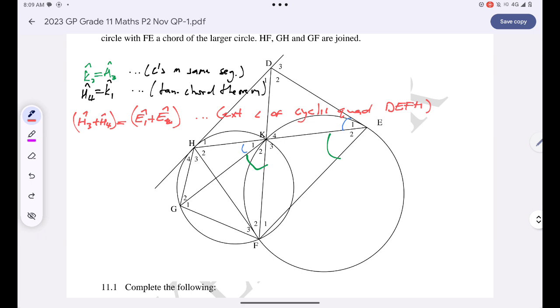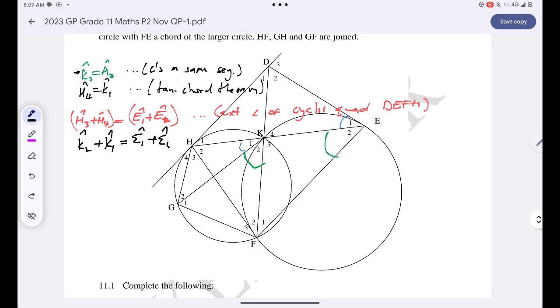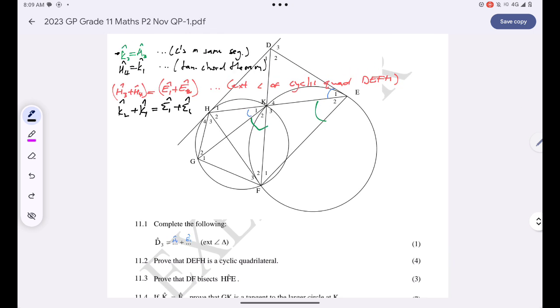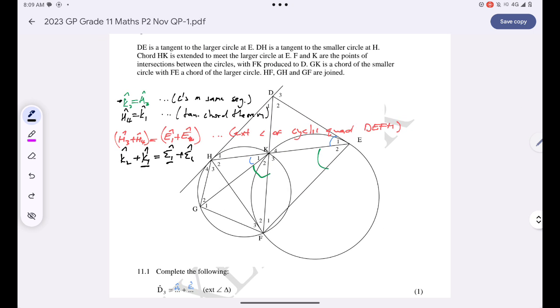But we do know that angle H3 is equal to what? H3 is equal to K2, plus H4 is equal to K1. Are you together? Both of these are equal to E1 plus E2. Ne? And then we were told that K1 and E1 are both equal. If these two are equal, therefore K2 will be equal to E2. So now I've proven that this guy is equal to that one.